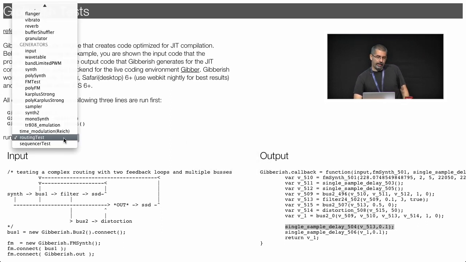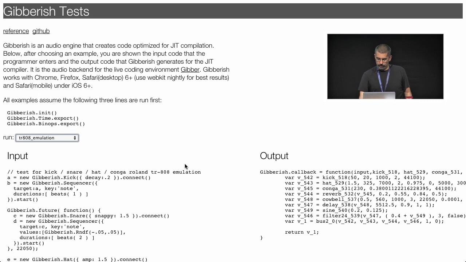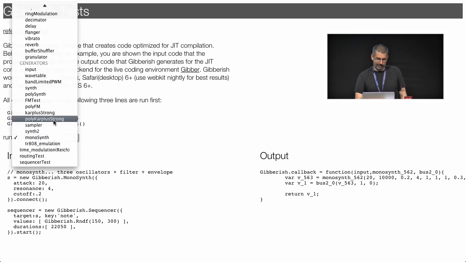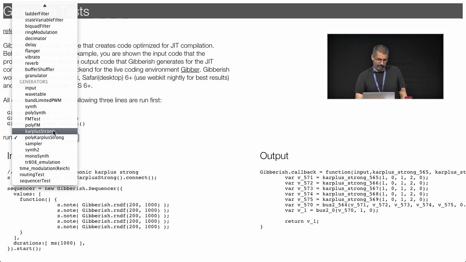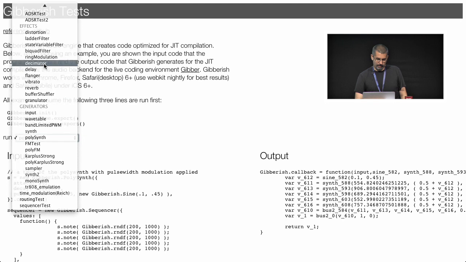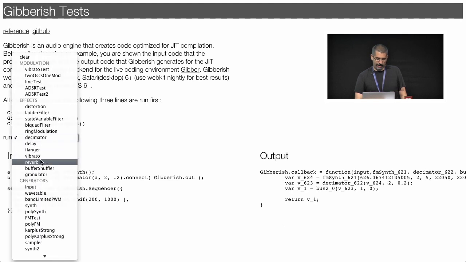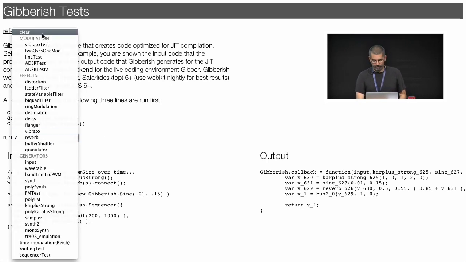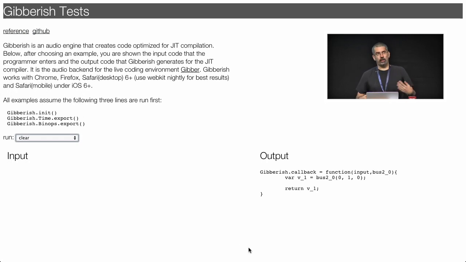So there's a bunch of different sounds that come with Gibberish. Here's an emulation of a classic analog drum machine from the 80s. Here's that synth. Here's some string sounds. More synths. Different types of effects. And so all of this stuff gets wrapped up and used inside of Gibber. But of course, you don't really have to deal with that low-level code.